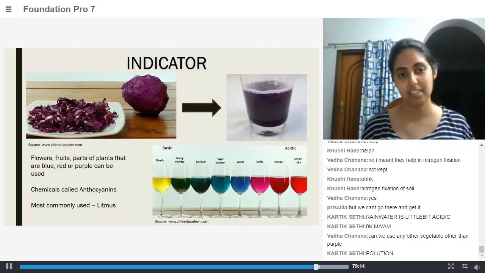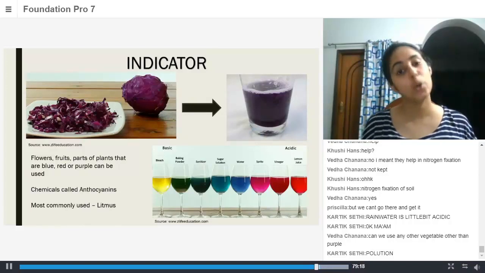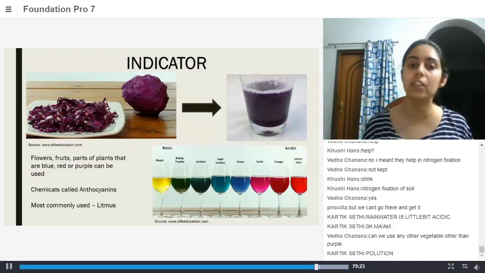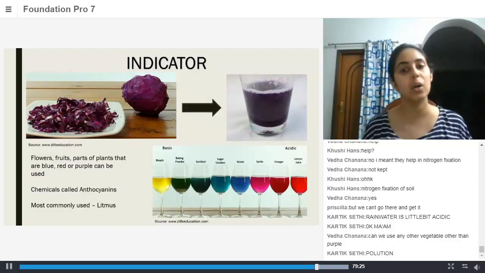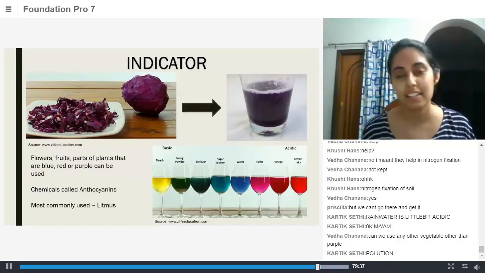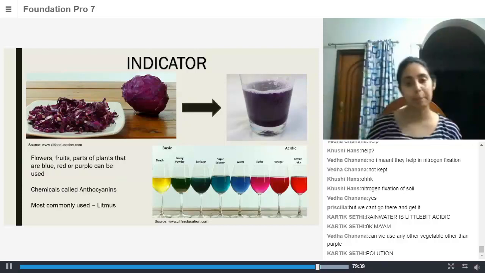Yes, Veda, do you have a question? Can we use any other color vegetable other than purple? No. You have to use either blue colored plants or red color or purple color. Ma'am, but why these three colors? Your question is why these three colors? Yes. Very good question. So let me tell you why.